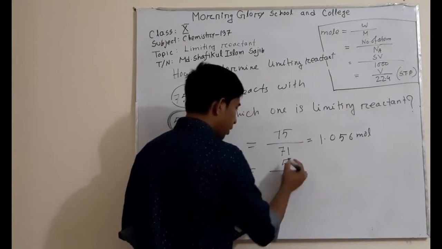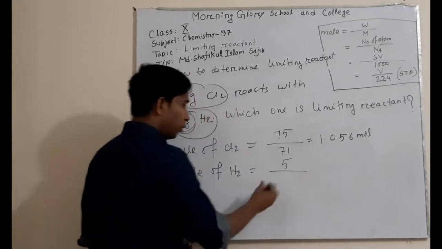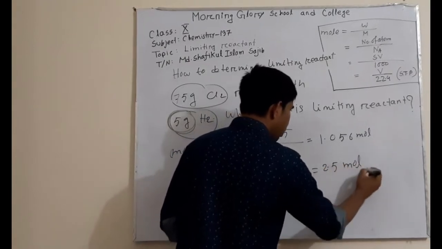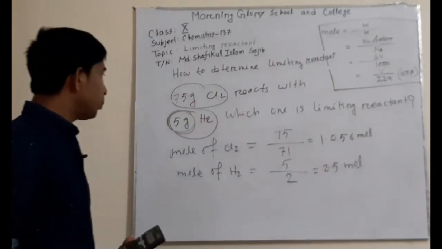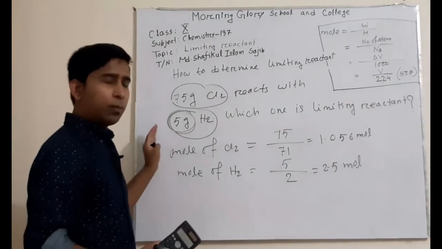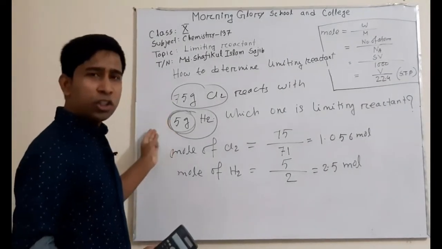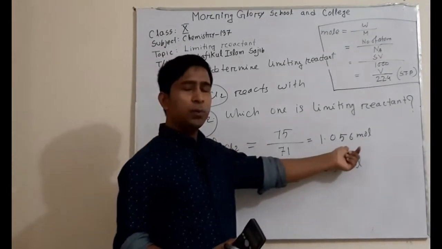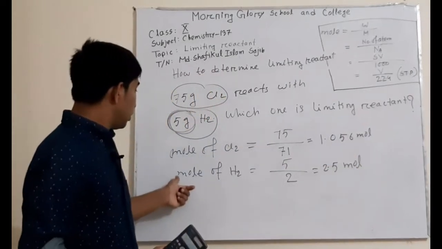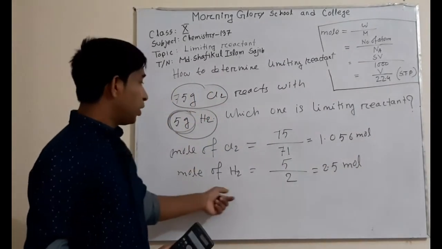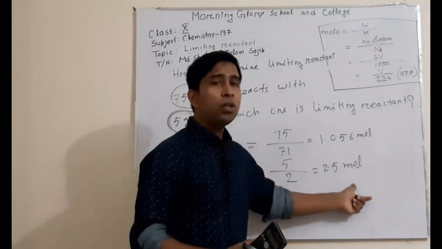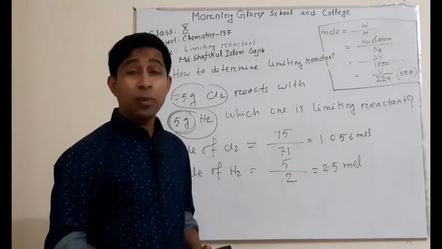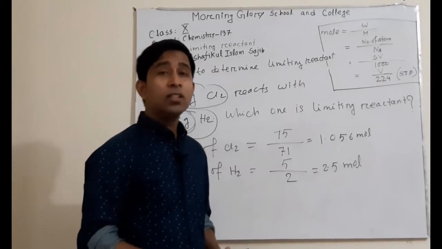So we can write here 5, then molecular mass of the hydrogen 2. So it will be 2.5 mole. That means our first step is done. First step, we have to convert quantities into mole. So I have converted 75 gram chlorine into 1.056 mole chlorine, and 5 gram hydrogen will be 2.5 mole hydrogen gas. Now our second step, we have to write the balanced chemical reaction between hydrogen and chlorine.